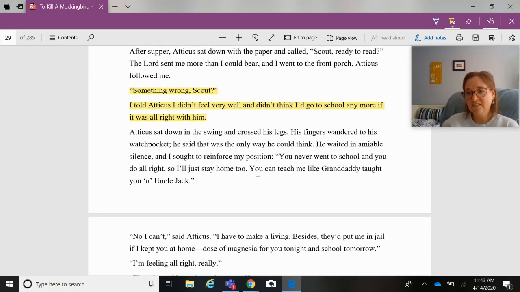it lights a fire in Scout. She's just had it. Everything that happened at school that day is just not what she expected, and she doesn't want to go back. So this conversation between Atticus and Scout at the end of the chapter is extremely significant. It contains one of the most famous quotes from the entire novel, and one of the motifs and themes that keep coming back over and over and over again.